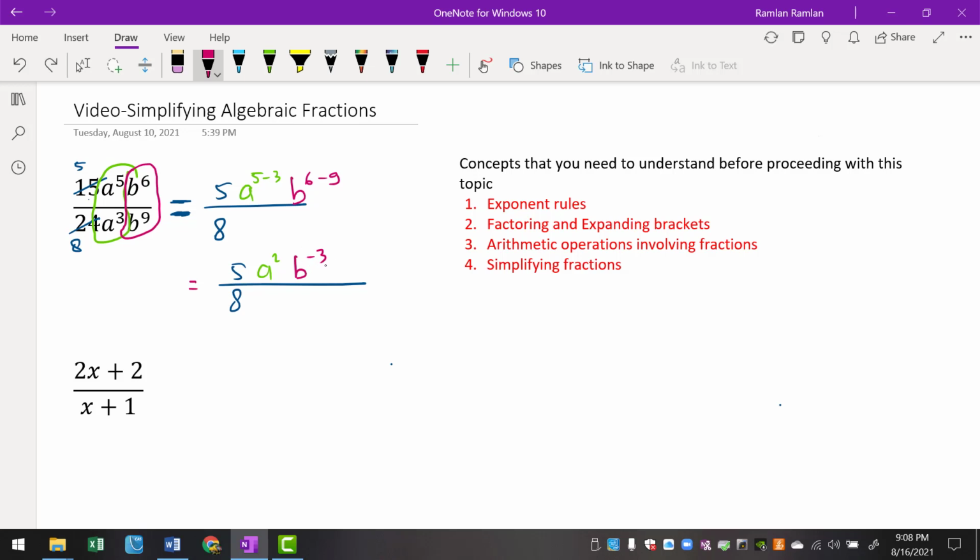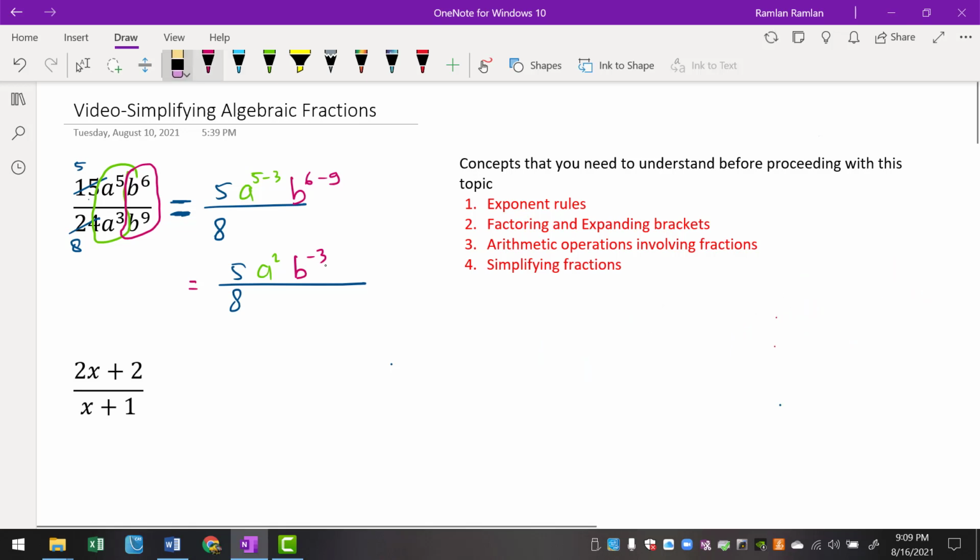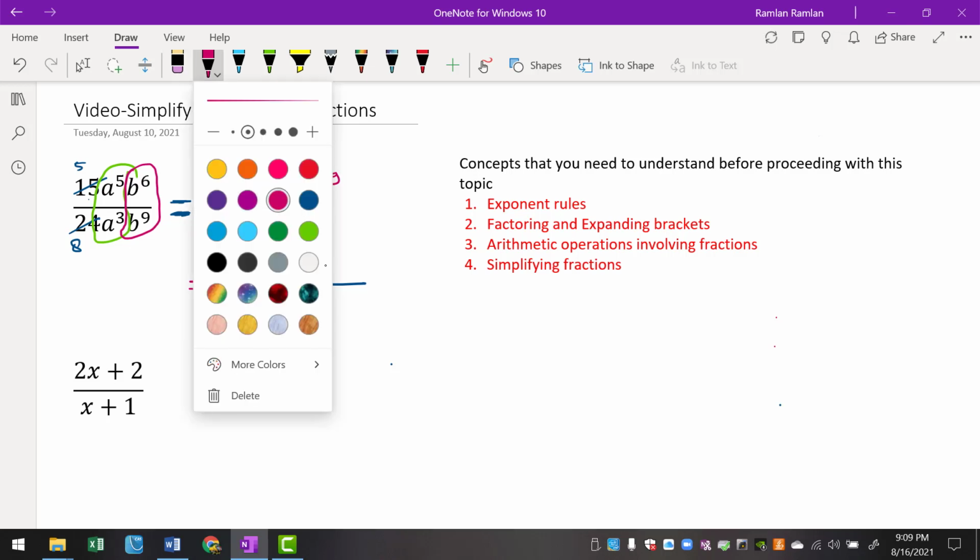Again, in exponent rules, if I have a to the power of minus n, it's equal to 1 over a to the power of n. If I have 2/3 to the power of minus 2, for example, it's going to be 3/2 to the power of 2. You see that the negative power becomes positive by swapping the numerator and the denominator. So for this case, the b from the numerator becomes the denominator, so that it will be a positive power.